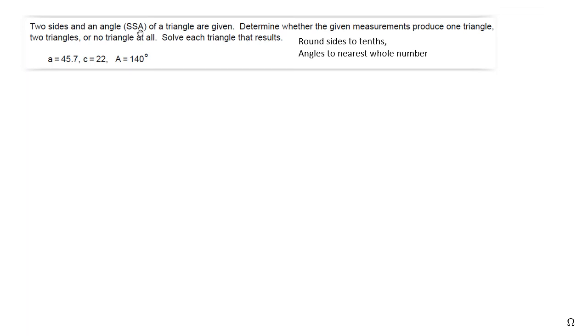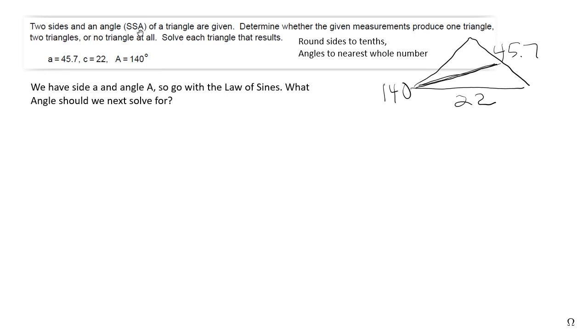Okay, our final problem. You read it over. Let me get started. But we have a triangle. We have side A. We have side C. We have angle A. I take note that I have an angle in the opposite side. So that tells me we can go with the law of sines. What angle should we solve for next? Well, it should be obvious that it has to be C.